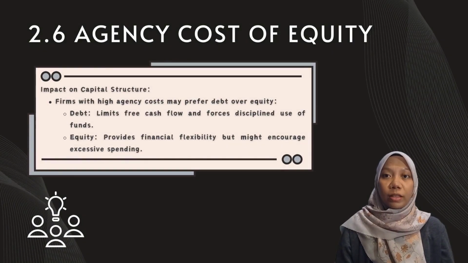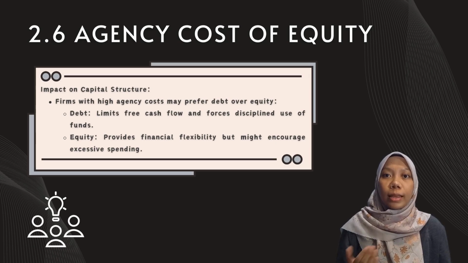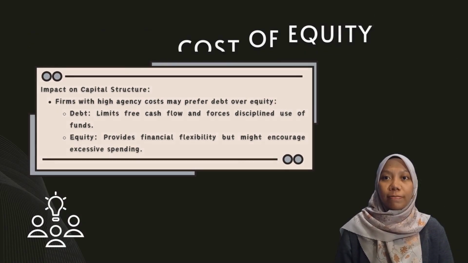Impact on capital structure. Agency costs affect how companies choose between debt and equity. When agency costs are high, companies tend to choose debt because it requires regular payments that limit extra cash. This forces management to make more disciplined financial choices. On the other hand, equity provides flexibility but might lead to overspending since there is no strict repayment schedule.